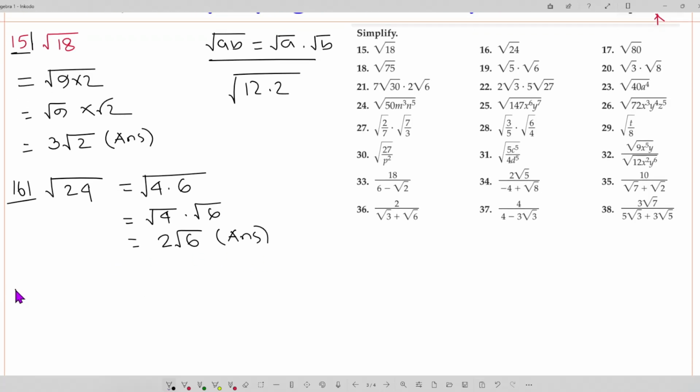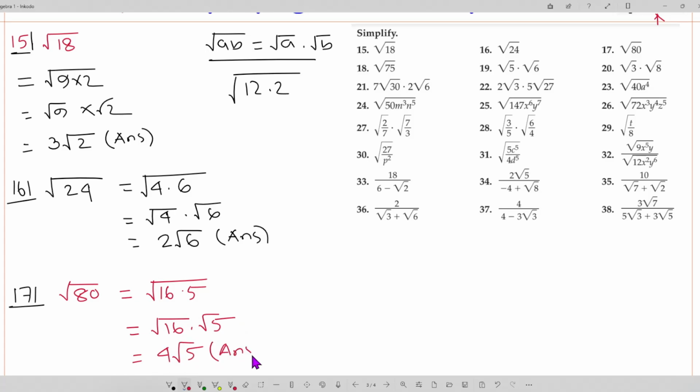Number 17. This video we are going to solve lots of math. 17, root 80. This one we can write like root 16 times 5. 16 is a perfect square. So we can write root 16 times root 5. So root 16 means 4 and here is root 5. This is our answer. Very simple.